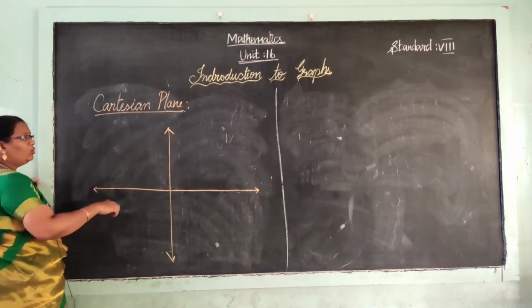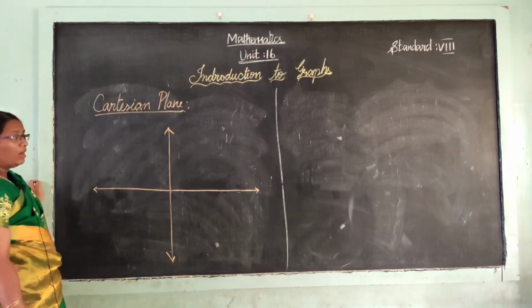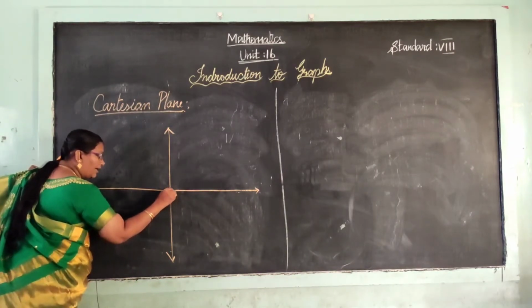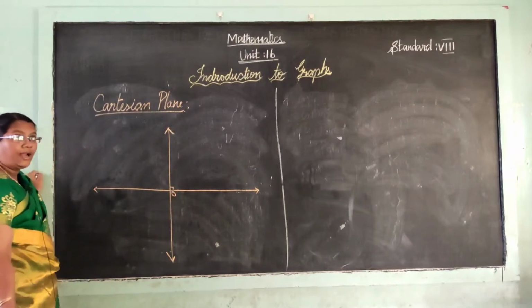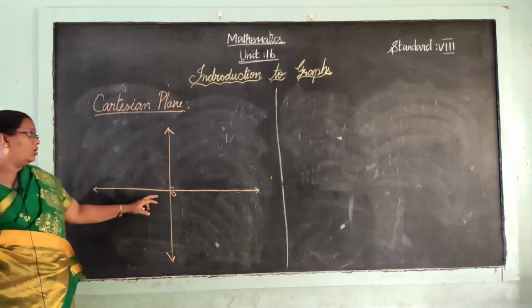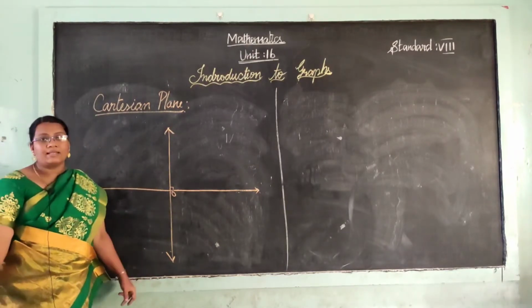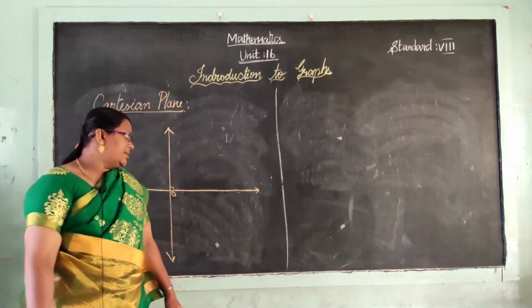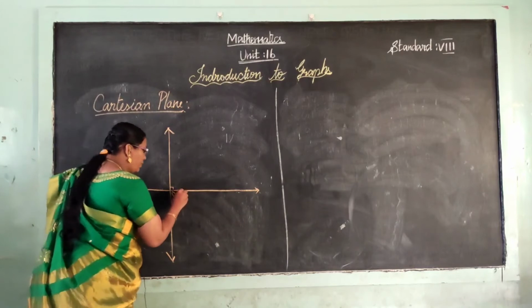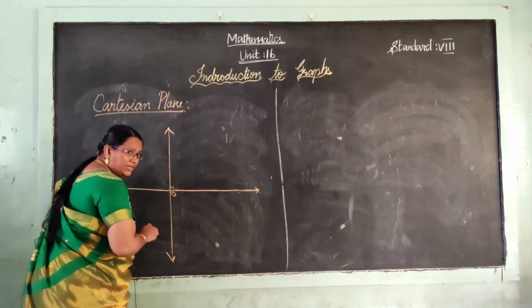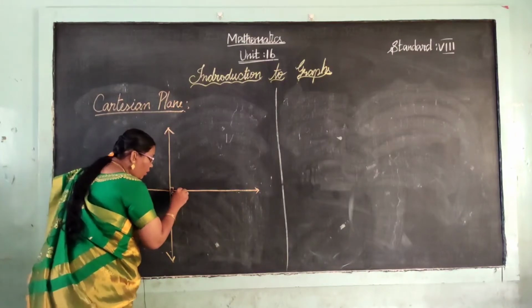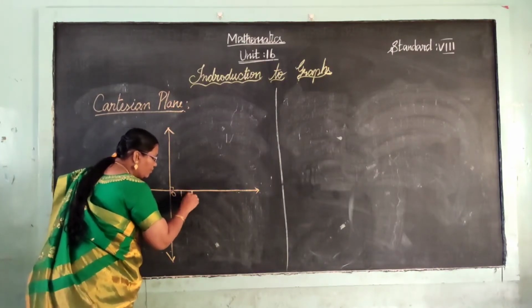When two number lines intersect each other at a right angle, then it is called the coordinate axes. So the number line, as usual, you know that right after is 0, all positive.